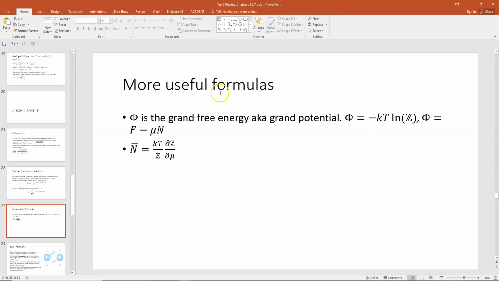We also introduced the grand free energy, or the grand potential, and that would be equal to minus kT times the log of the grand partition function, and the grand free energy can also be set equal to F minus mu N. We showed that N bar is kT over the grand partition function times the partial of the grand partition function Z with respect to mu.